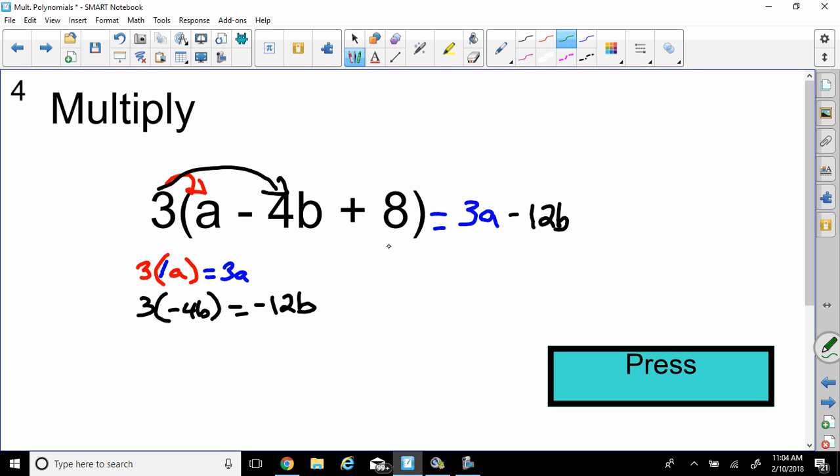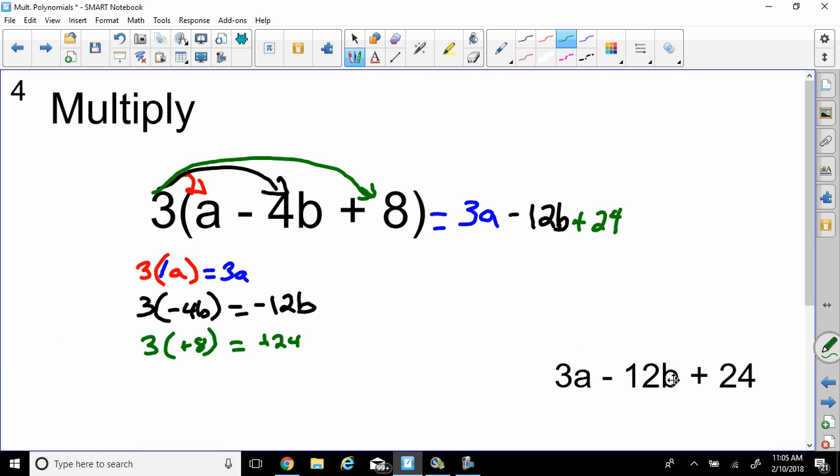Now our last part is multiplying, or distributing, the 3 times the positive or plus 8. And we've done multiplying integers before. If you forgot, check out my video on multiplying integers. 3 times positive 8, or plus 8, that'll give you a plus 24. And that's our third part of the answer. So we have a 3-term polynomial known as a trinomial, and it is 3a minus 12b plus 24. So I hope you got that.